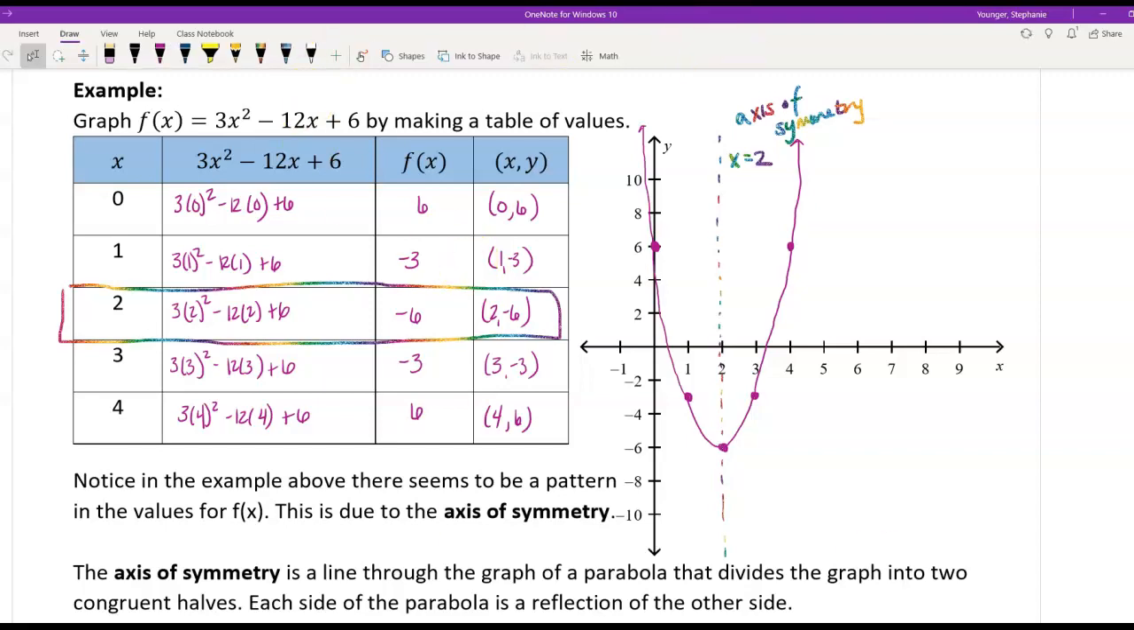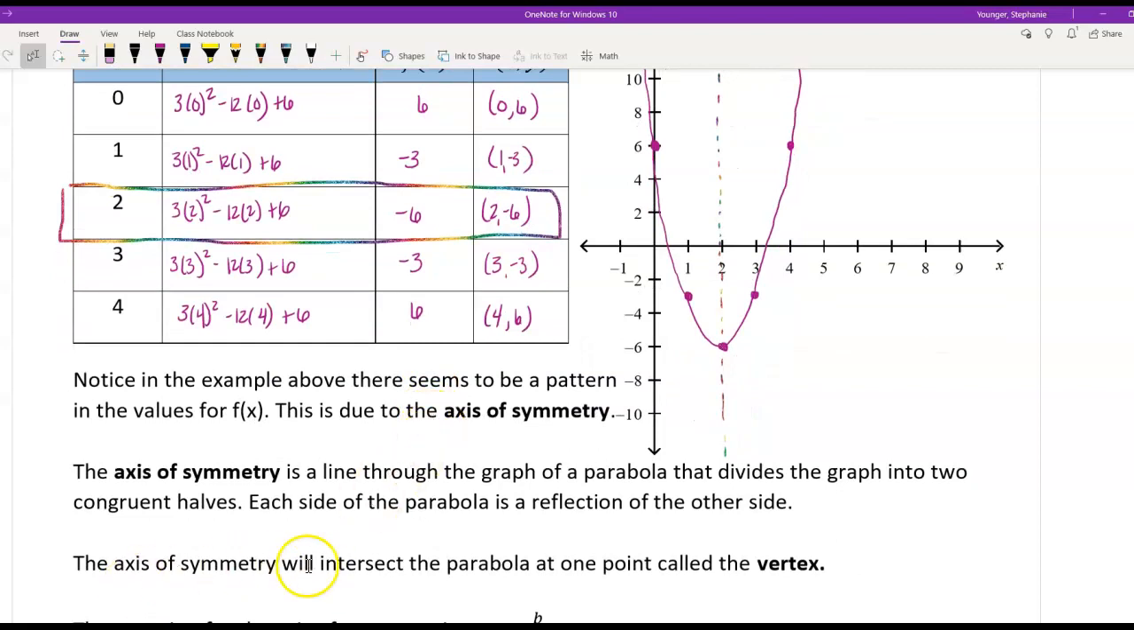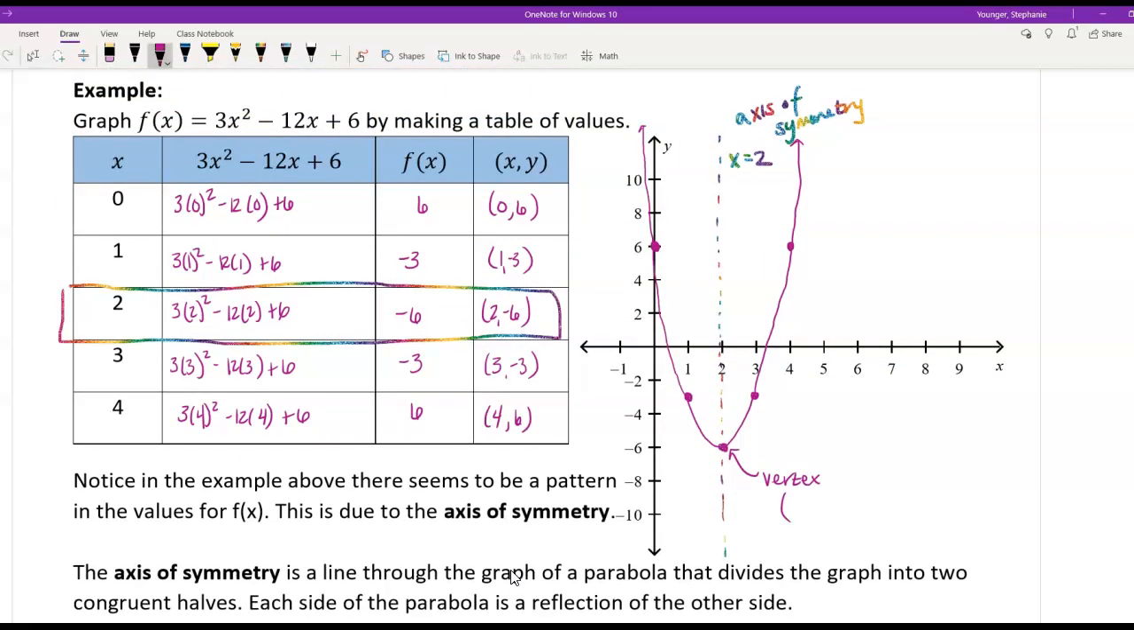The axis of symmetry is the line of a parabola's graph that divides the graph into two congruent halves. Each side of the parabola is a reflection of the other side. The axis of symmetry will intersect the parabola at one point called the vertex, right here. The vertex is always going to have the same x value as our axis of symmetry. In this case, our axis of symmetry said x equals 2, so we go to 2. And what was our y value? Negative 6. So that is our vertex.